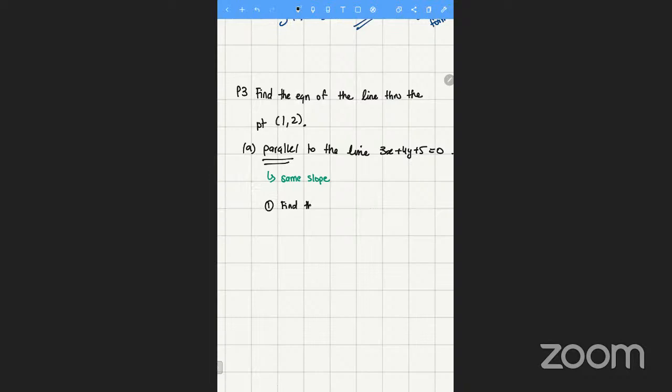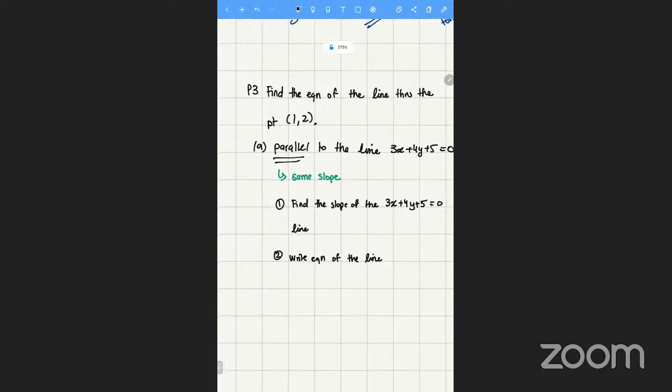y is equal to mx plus b. How are we gonna find that? We're going to change it to slope-intercept form.